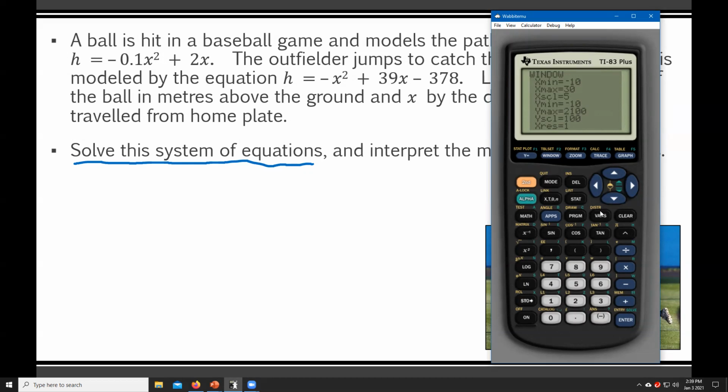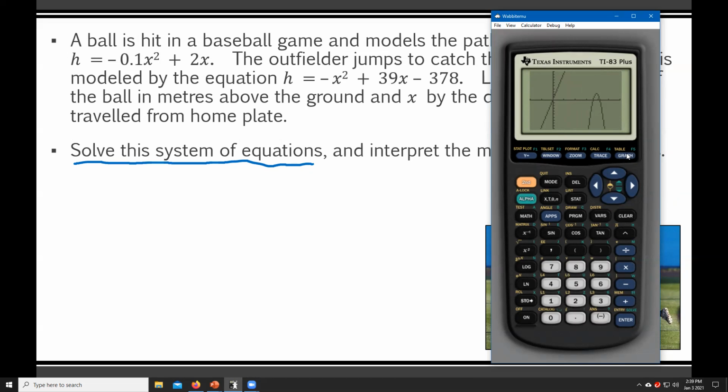As for a y max, this is the height of the ball above ground. We definitely don't need 2,100 meters like we had before. I'm going to set it just to 10 meters for now, and then I'll just set my scale back to 1, because why not? Let's see if this graph helps any. There's that first equation. That's the path of the ball, probably.